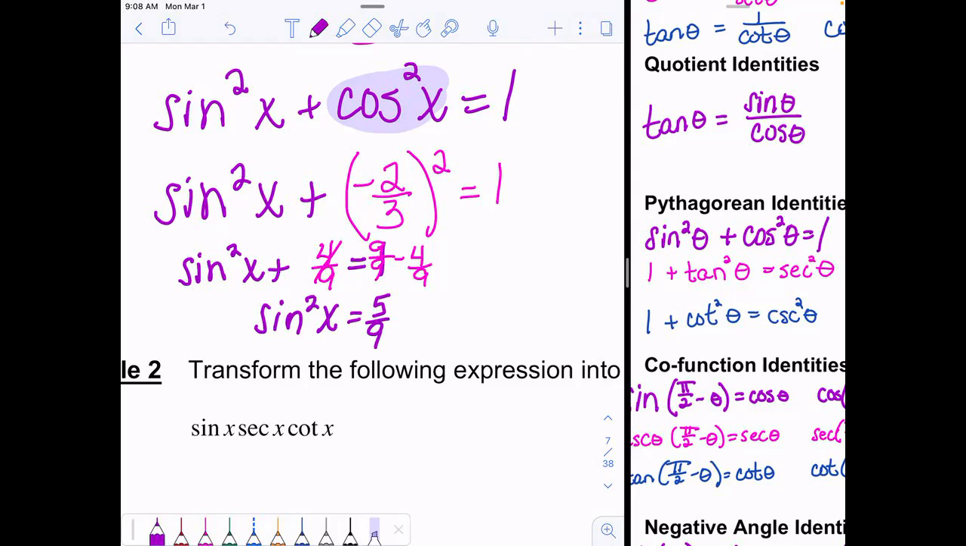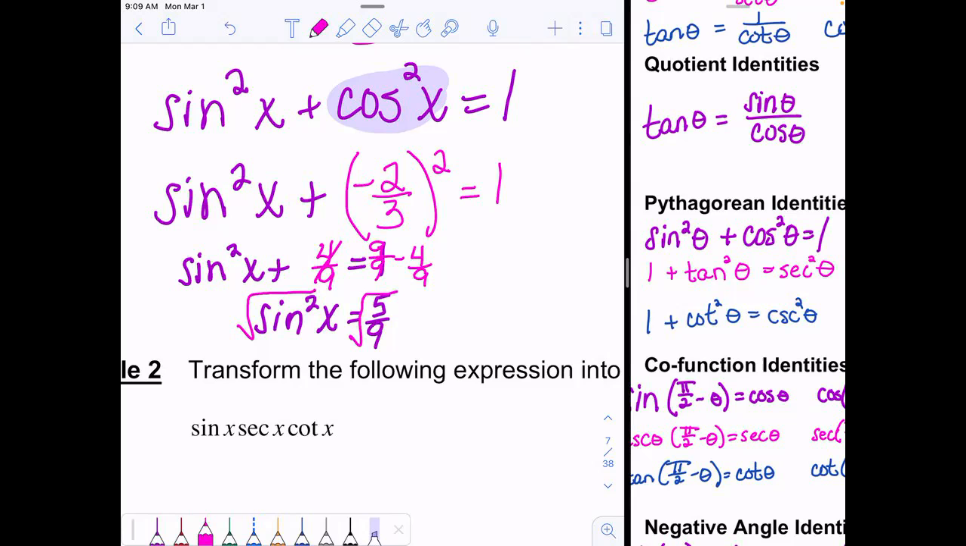Hannah, how would you get the sine by itself? Right now it says sine squared. So if it just said x squared, how would you get x by itself? So how do you think we're going to get sine by itself? Take the square root. So the operation in algebra is the same operation in trig. We're going to take the square root of both sides.